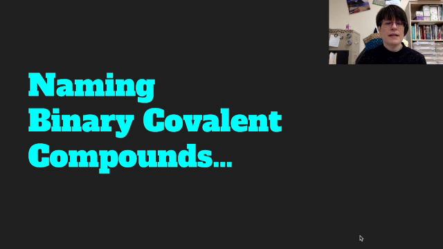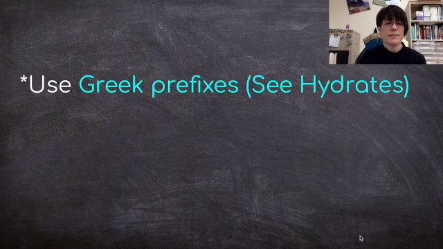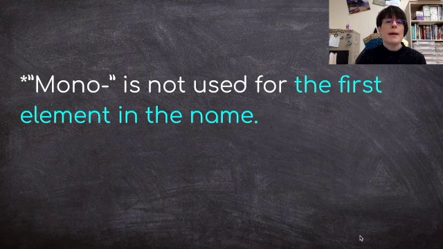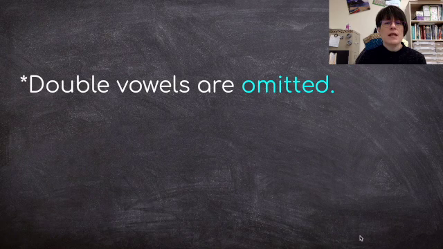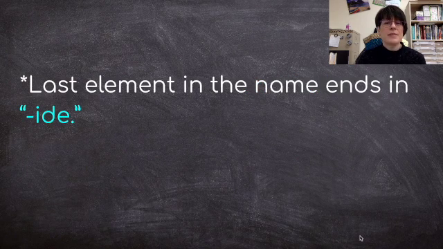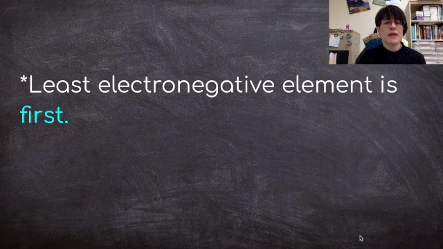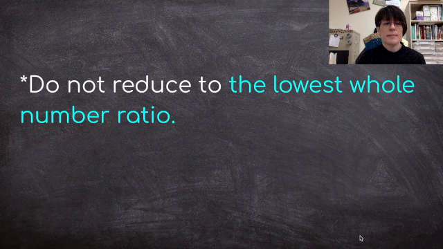So, naming binary covalent compounds. We use the Greek prefixes that we discussed in hydrates, so see your notes on hydrates for those prefixes. Mono, which means one, is not used for the first element in the name. Double vowels are omitted. The last element in the name ends in IDE. And the least electronegative element is first.